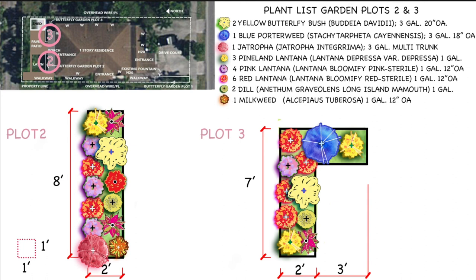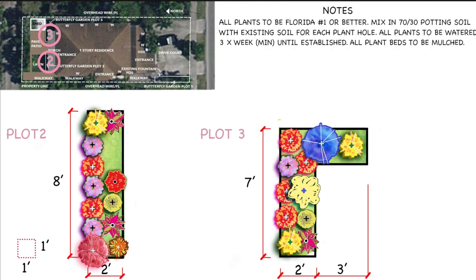But one more thing I want to talk to you all about is plant notes. As a landscape architect, when I'm designing for a client, I always add them. And at a minimum, even for a small garden space, I call out that all plants must be Florida number 1 at the time of installation, so you get a healthy plant, and that you put in some things about potting soil and watering needs, etc.